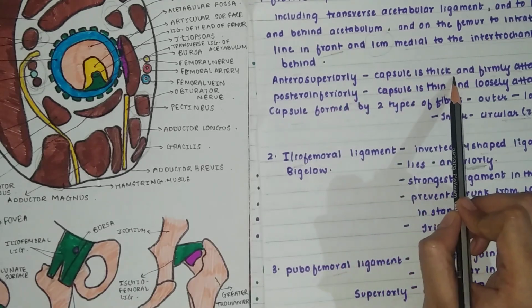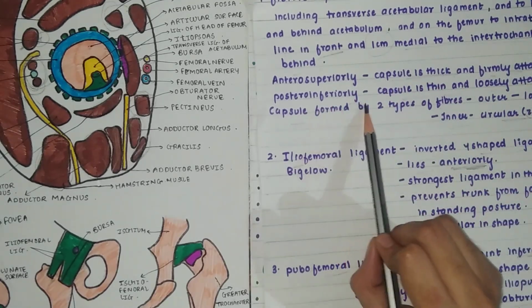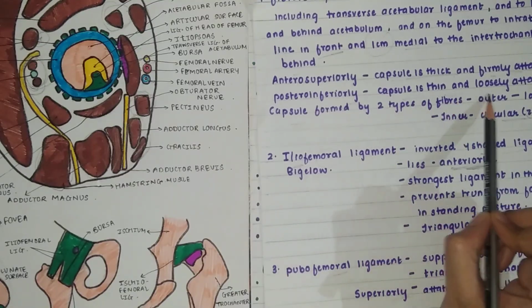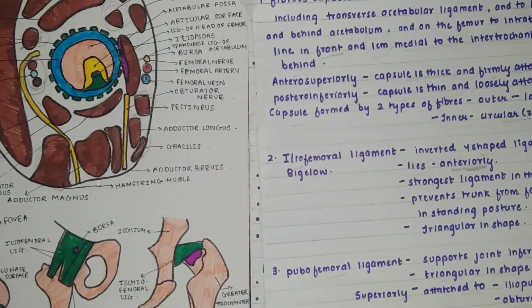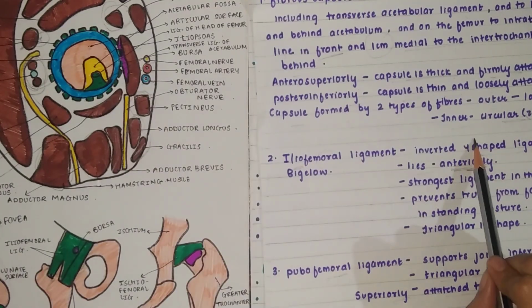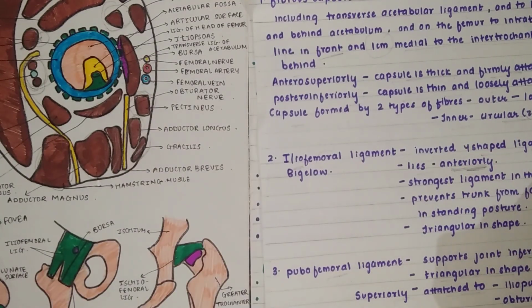Anterior-superiorly, capsule is thick and firmly attached. Posterior-inferiorly, capsule is thin and loosely attached to the bone. Capsule is formed by two types of fibers, outer longitudinal and inner circular fibers called zona orbicularis.